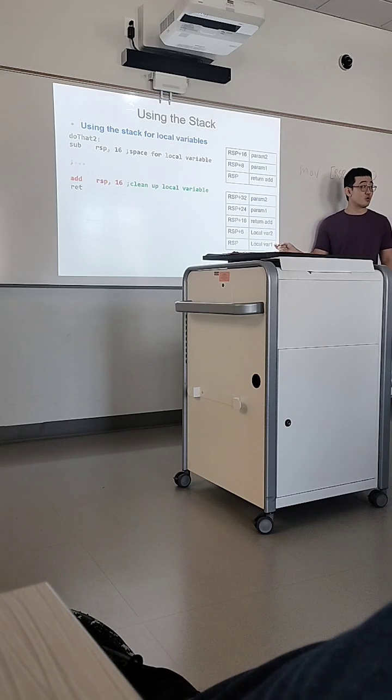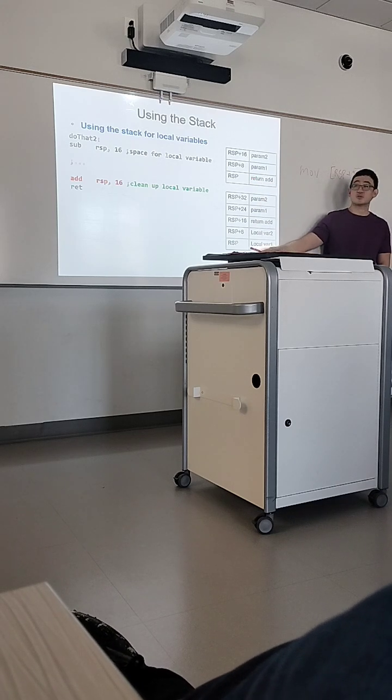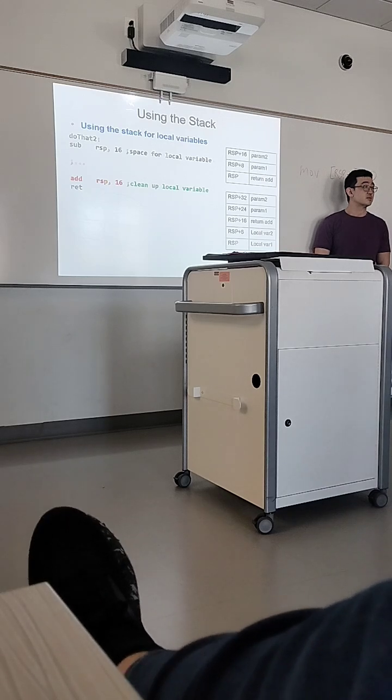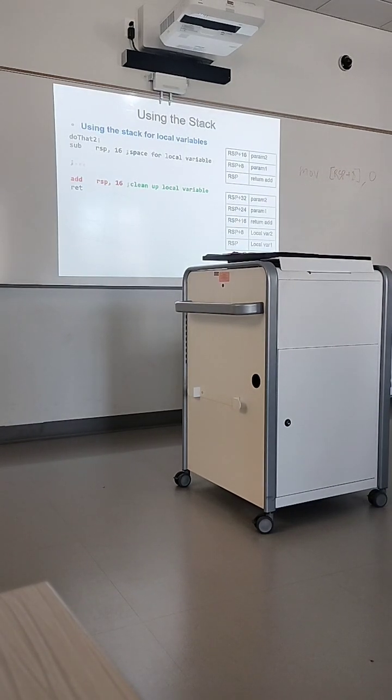So I have to restore my stack to look like this before I return. How do I do that? I subtracted 16 from RSP to make it like this, so I add 16 to RSP to get back to this picture. Any questions about that?